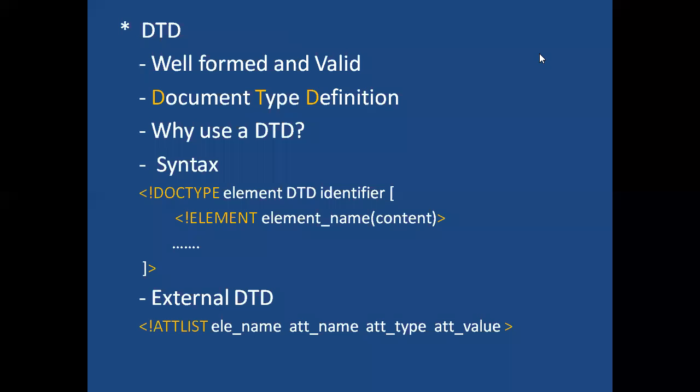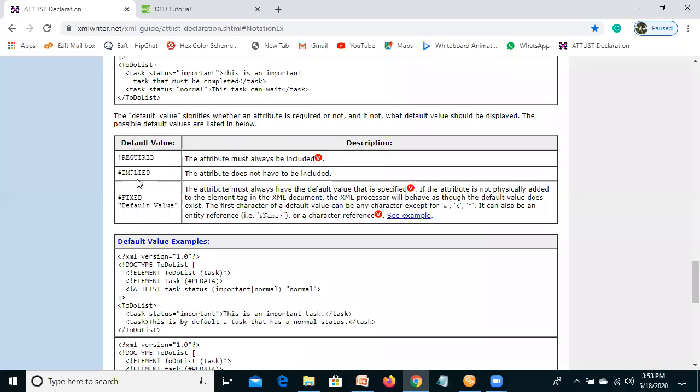Let's discuss more on attribute type and attribute value. This is a list of attribute values, where the first one is required. It means the attribute must always be included. Next, implied. The attribute does not have to be included. Next, fixed or default value. Here, the attribute must always have the default value that is specified. If the attribute is not physically added to the element tag in the XML document, the XML processor will behave as though the default value does exist. The first character of a default value can be any character except for these three. It can also be an entity reference.